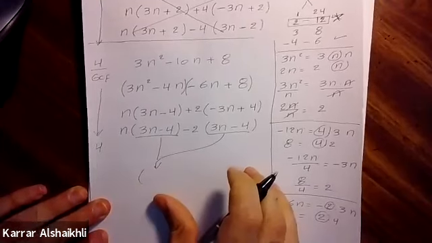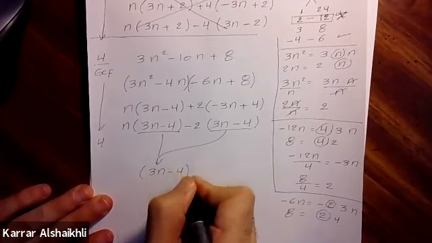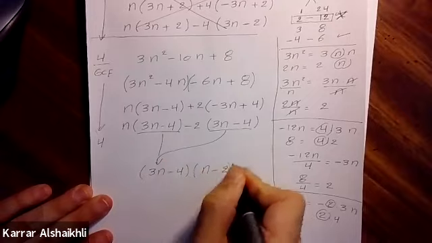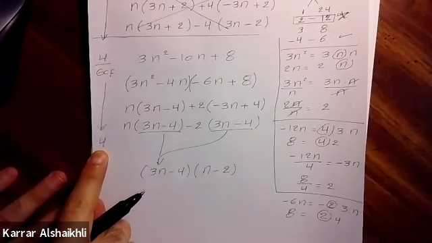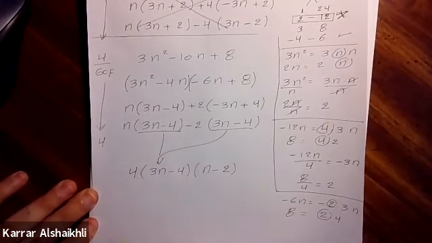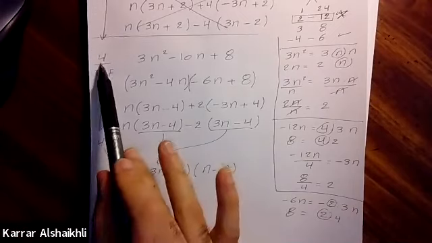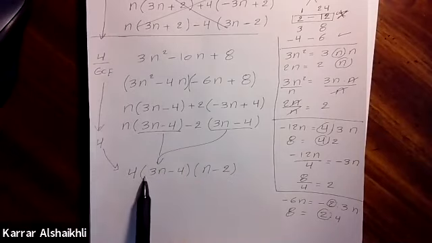So I'm gonna say 3n minus 4, and the other parentheses n minus 2. Is that the solution? Yes. Don't forget the 4. Okay, so you have to write down the 4 here. You see, because the 4 is part of the solution. When you factor the GCF, you have to write down the last parentheses with the 4.